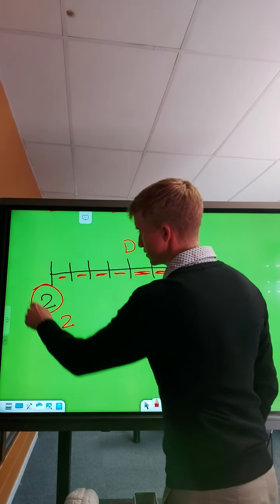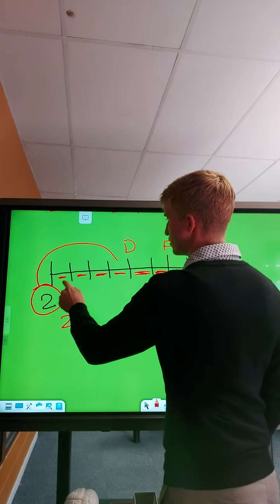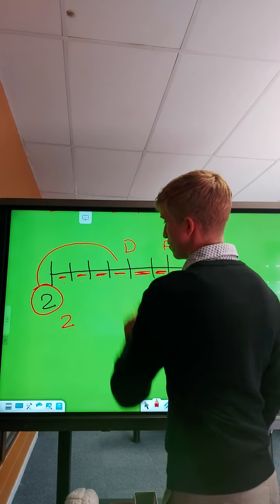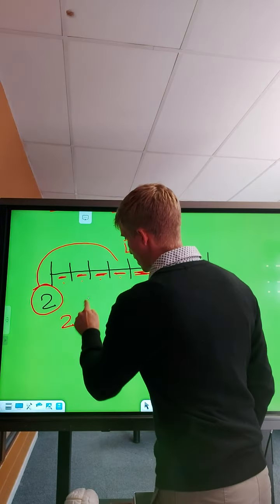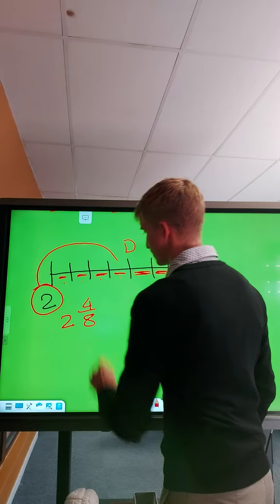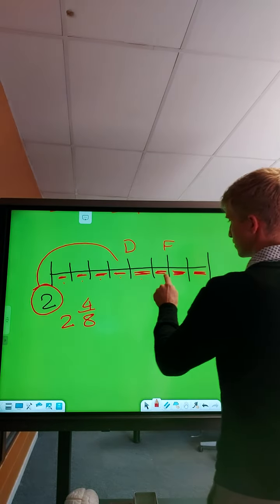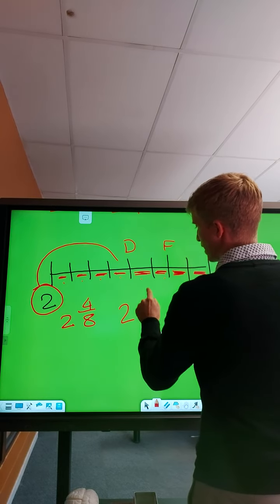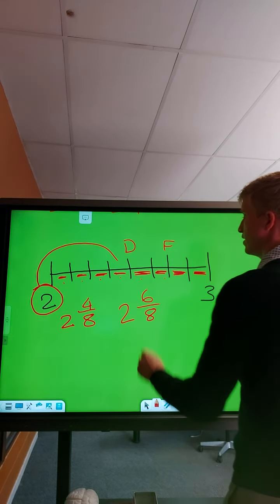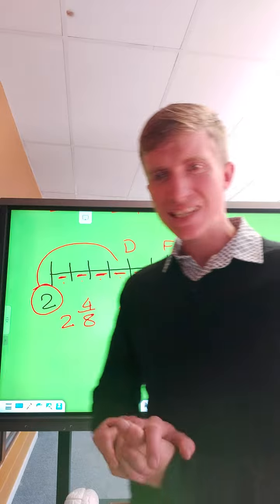2, I don't throw my 2 away. 2 and 1, 2, 3, 4 parts. 2 and 4 over 8. Okay, what's my value of F? So 2 and 6 over 8. Right, easy, easy. So try and do that.